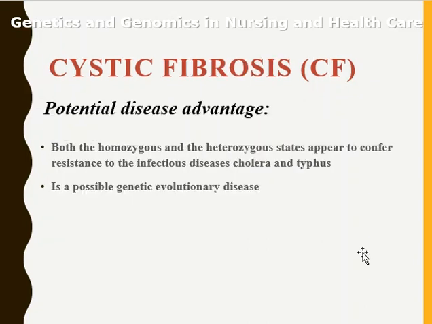So there is a potential disease advantage to cystic fibrosis. Just from an evolutionary standpoint, according to your book, both the homozygous and the heterozygous states appear to give a resistance to cholera and typhus. Of course, there's no advantage for people affected in this area of the world where we don't really see cholera and typhus like we used to. We don't even see that in Northern and Western Europe like they used to years ago.